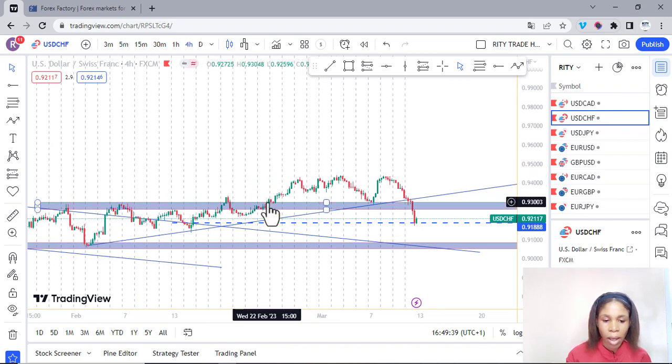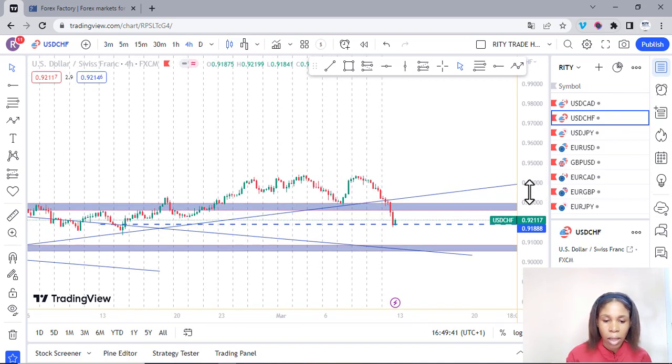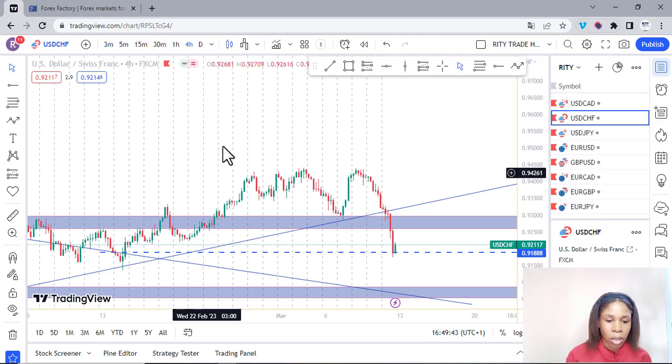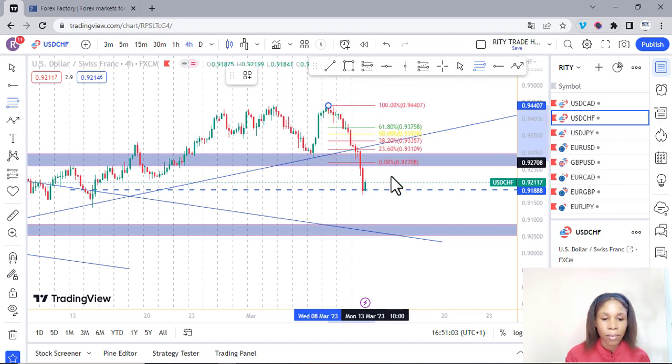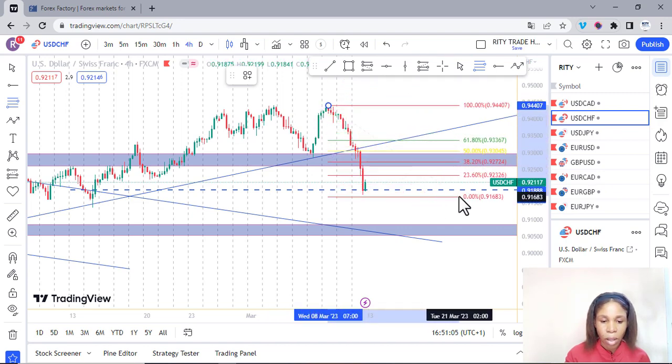Here we have the 4 hours time frame. Now guys, let's get the retracement level so we can continue pushing to the downside, probably to this level like I told us in the daily time frame. So I'm going to go with my Fibonacci retracement tool to get this level. Okay, so here is the level.